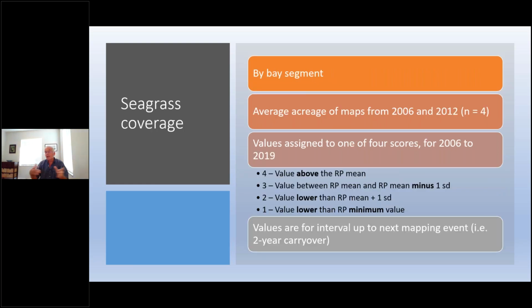So for seagrass, it's kind of the opposite, and we only do seagrass data every 2 years. But a high value is good. So if you're above the reference period mean, we give you a 4. If you're below it, but within a standard deviation, we give you a 3. If you're below it and outside of 1 standard deviation, you get a 2. And if you have less seagrass than the worst year for that bay segment during the reference period, we'll give you a 1.